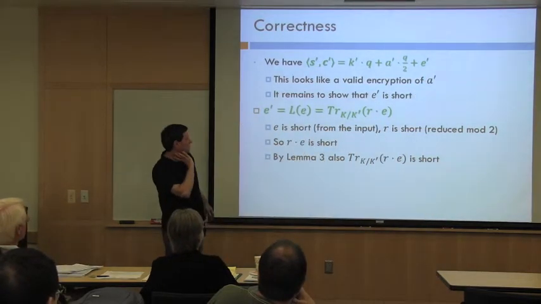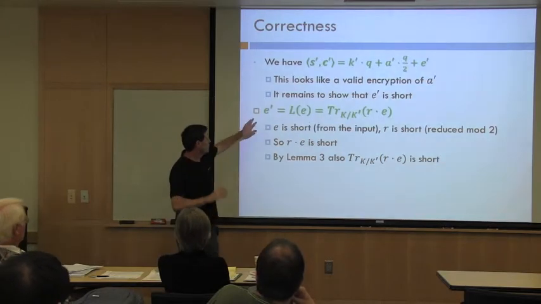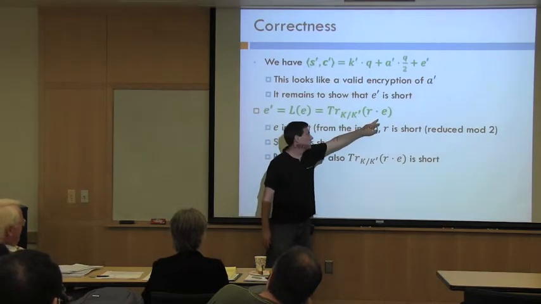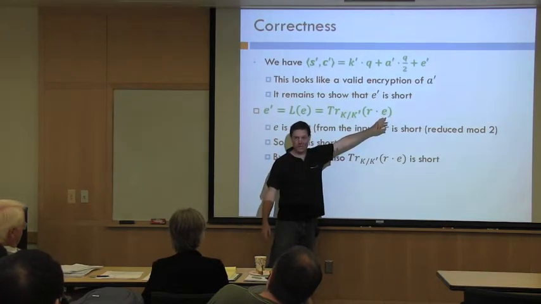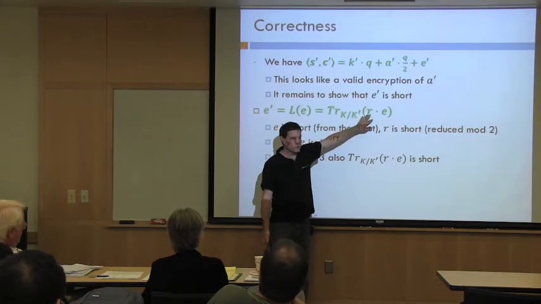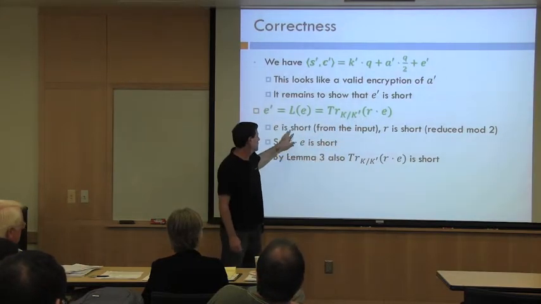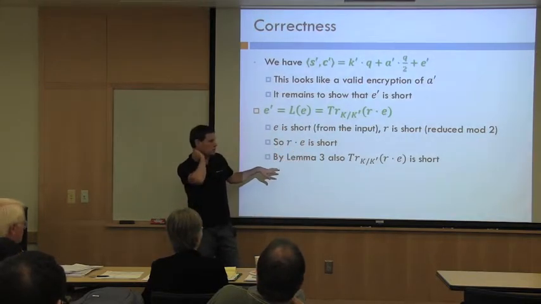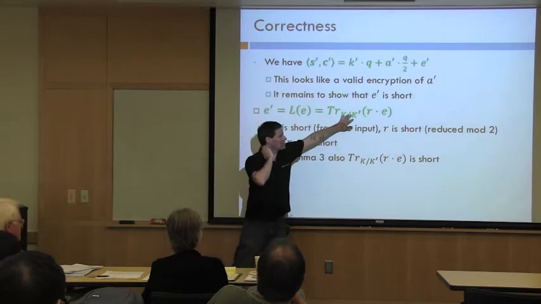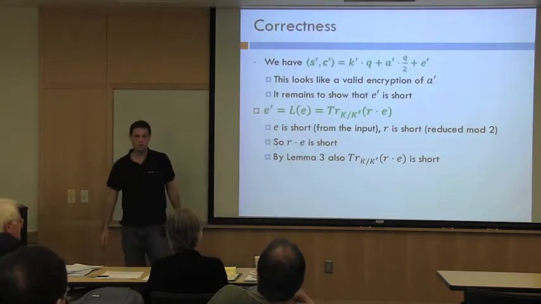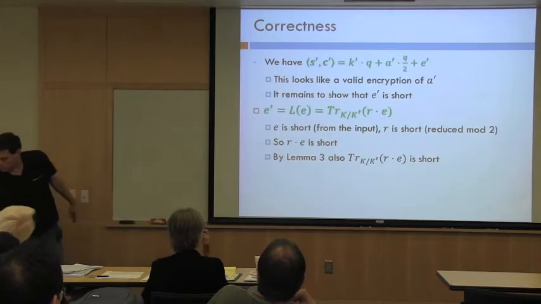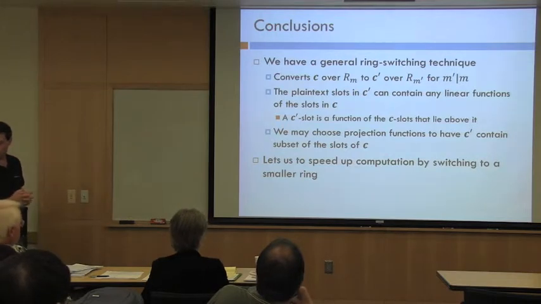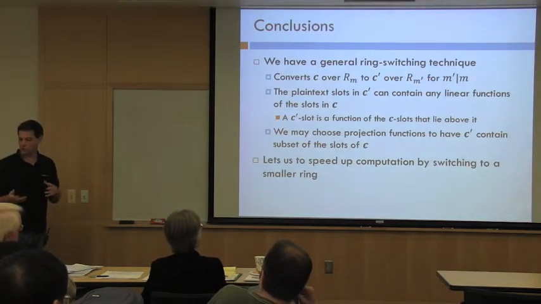So we do it. Why is the error small? Well, it was obtained by applying the linear function. The original E was small because it was error. R was small because it was a mod 2 thing, so it has to be small. So E and R were small, then E times R is small because multiplication doesn't make things grow too much. And now we use the lemma that says that the trace doesn't make things too big, and we're done. So, in conclusion, a general ring switching technique converts a ciphertext over the big ring into one over the small ring.